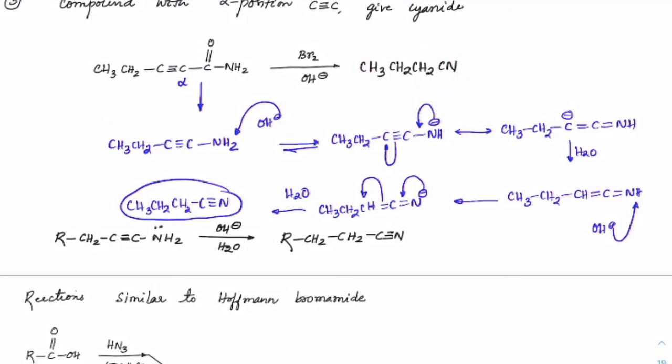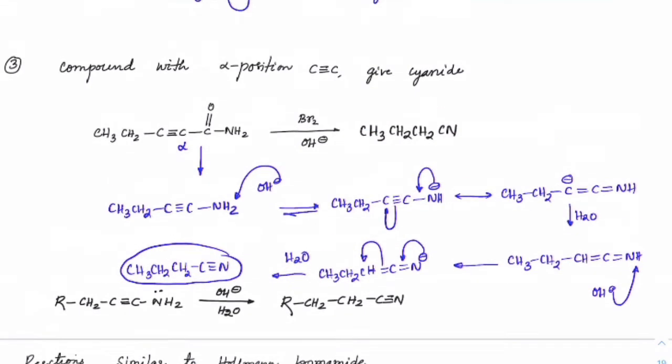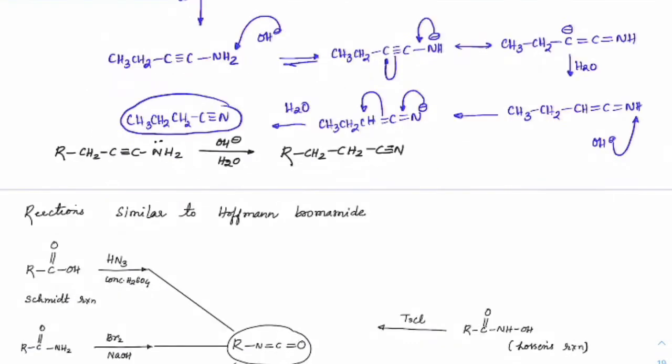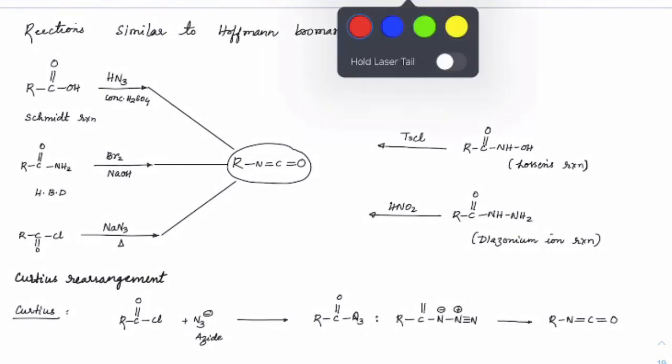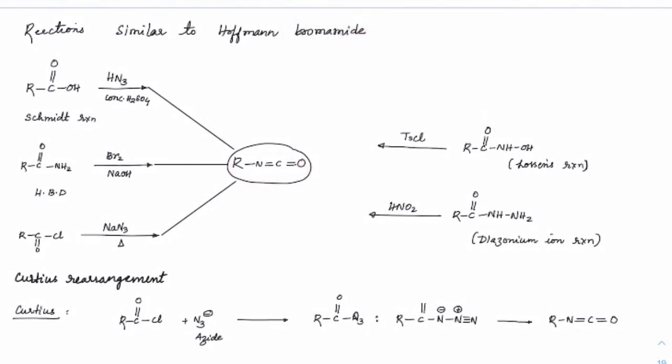Got it? So if the alpha position is covered by a C triple bond C, then there is a chance it forms cyanides. This Hofmann bromamide mechanism, why we have to discuss it more, is because most of the reactions will go through the same routes, and henceforth we'll see all the reactions will go through the same route here.